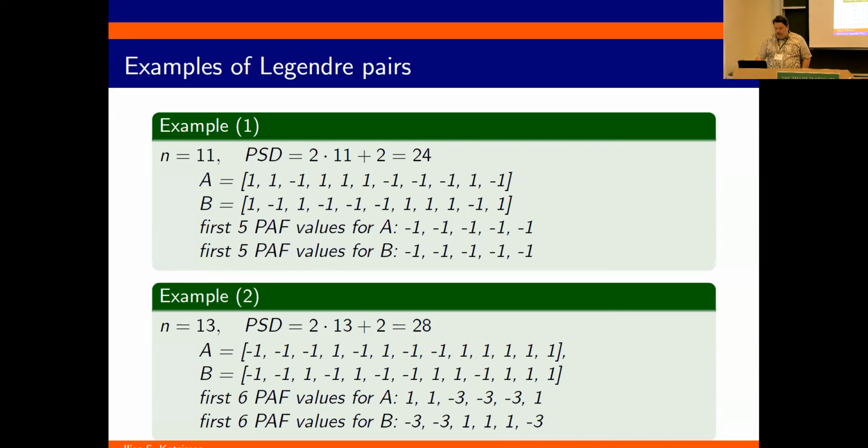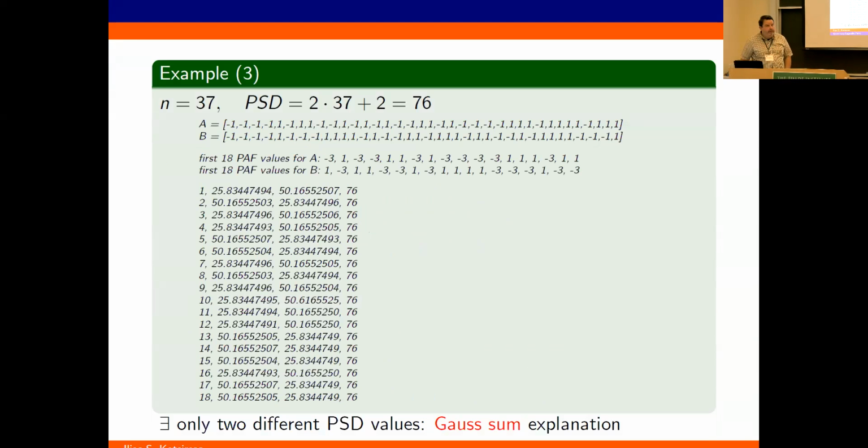And here's another example, a bigger prime, 37. Again, the first 18 path values of A and B match. The sum is always minus 2. But now I want to show you the PSD invariance, also how this materializes. These are the PSD values in this column for A, and in this column, the PSD values for B. And when you sum them up, you always get 76. And this is an exact summation in integer arithmetic. You get exactly 76. And of course, it doesn't take long to realize that if you look at these numbers, there are only 2 different values that appear. And this is explained by an easy Gauss sum argument.